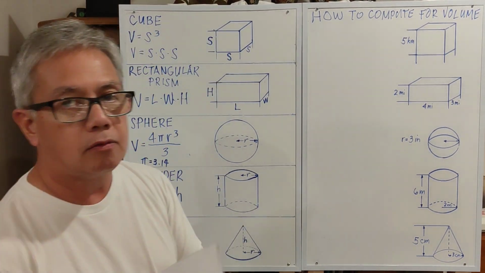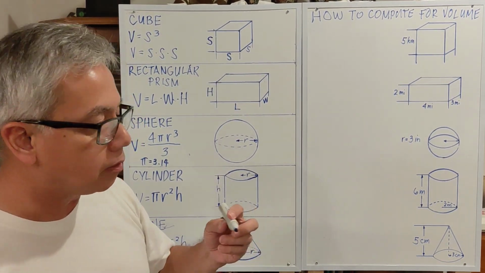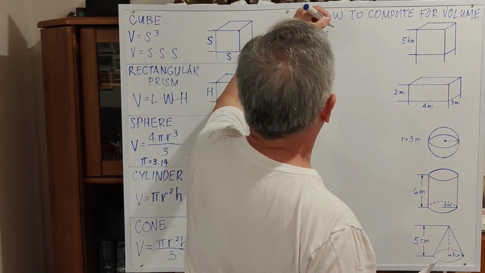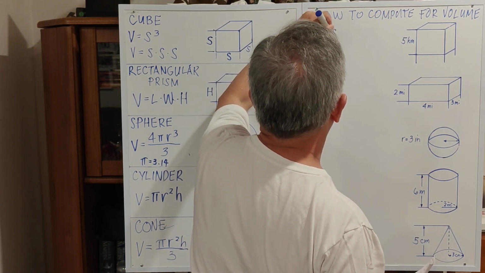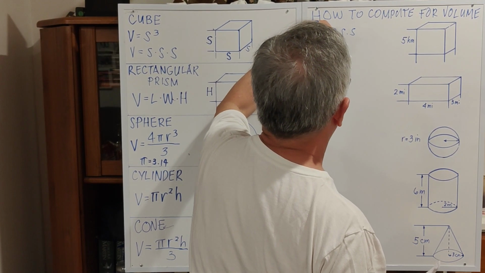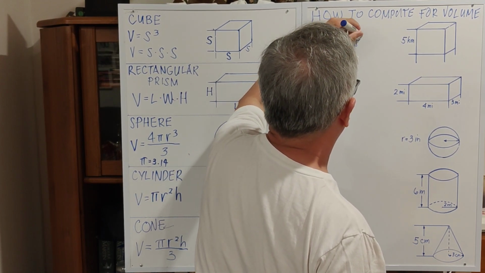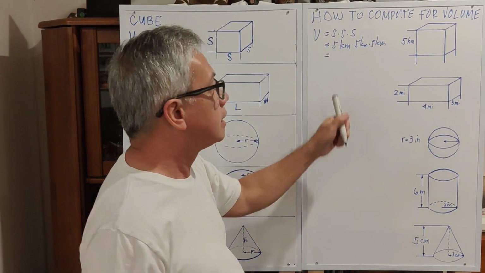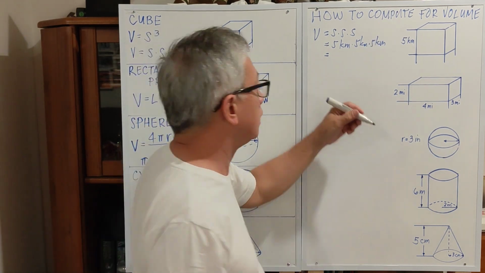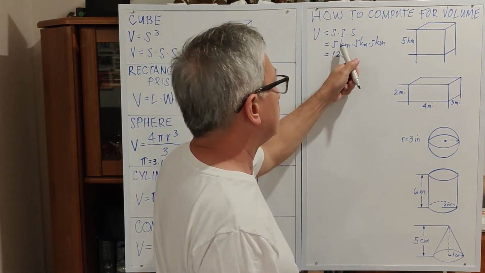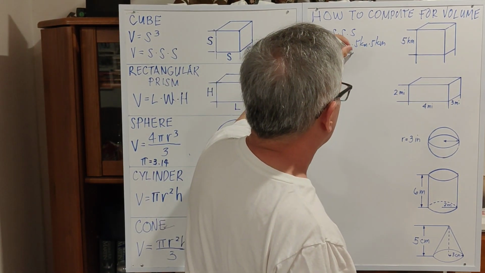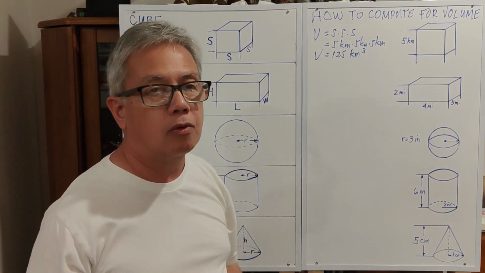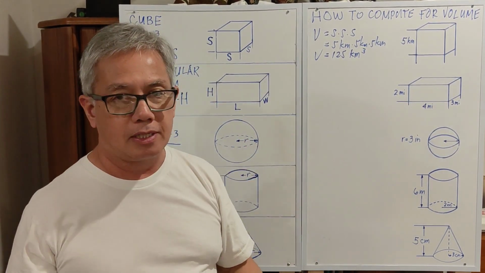The first one is a cube with a length of 5 kilometers on the side. The volume of that one is s cubed or s times s times s. 5 kilometers times 5 kilometers times 5 kilometers. So 5 times 5 is 25 times 5 is 125. Kilometers times kilometers times kilometers is kilometers cubed. Now the volume of the cube is 125 cubic kilometers.